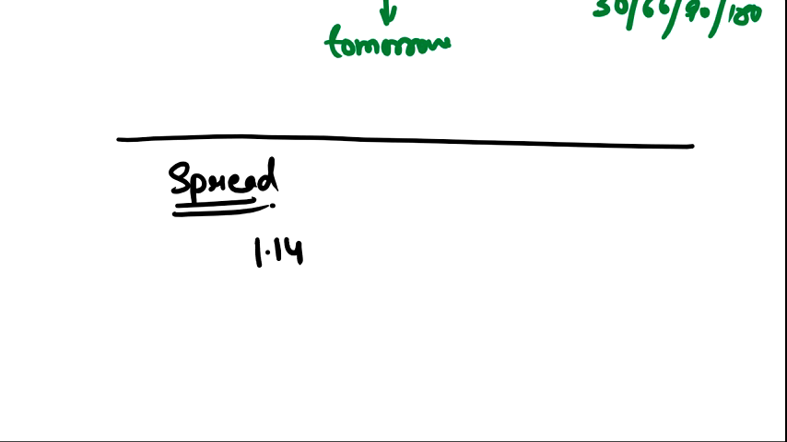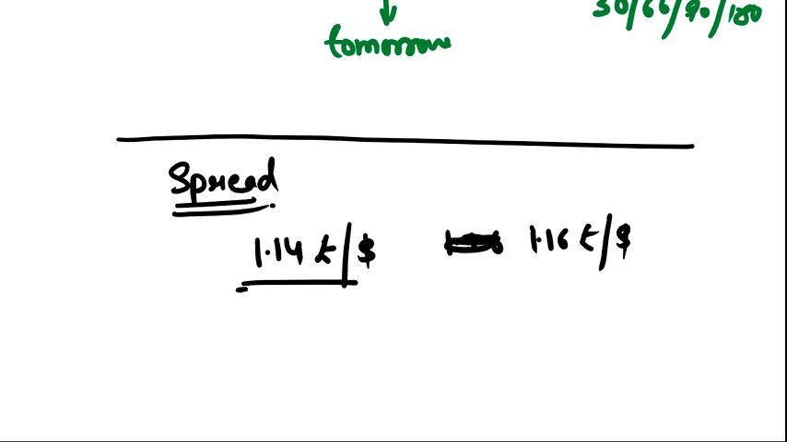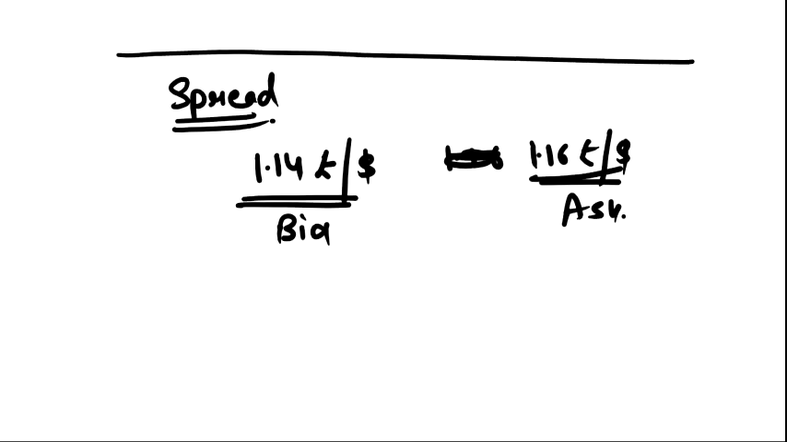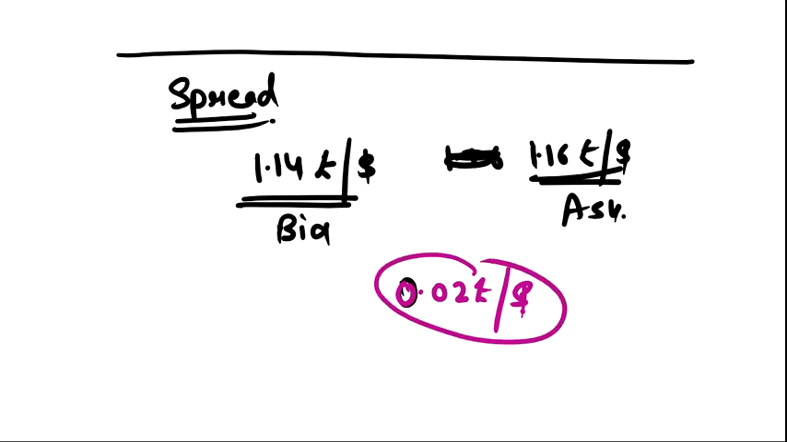You remember I told you 1.14 pound per dollar and 1.16 pound per dollar. Clear? This one is the bid rate, this one is the ask rate for the dealer, and over here the dealer is enjoying 0.02 pounds per USD. Clear? This is the spread, this is the profit which is made by the dealer.